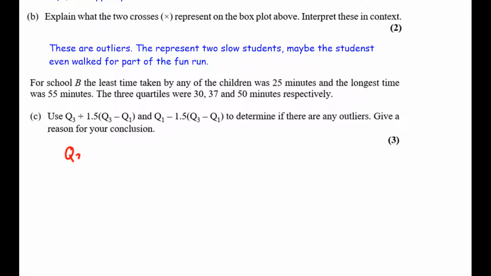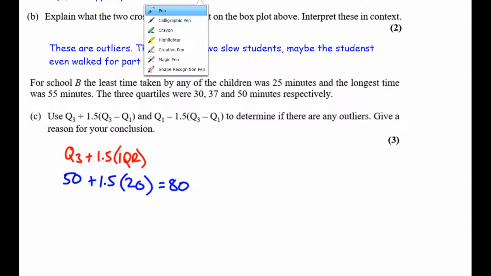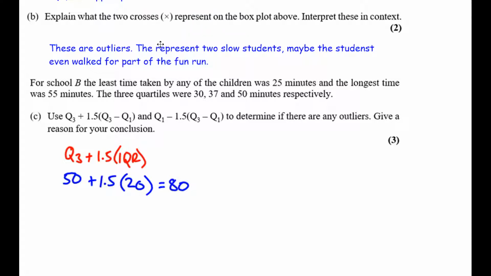Okay, so we'll start with Q3 plus 1.5 IQR, substituting those values in. So we've got 50 plus 1.5 times the interquartile range of 20, which will give us an answer of 80. And just checking again, the maximum time taken was 55 minutes. So there is nothing above this particular outlier boundary.